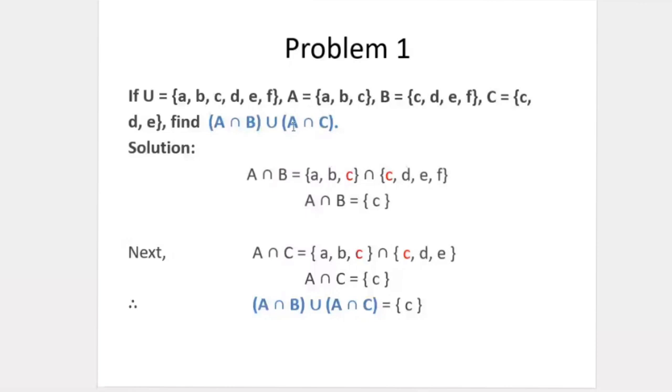Now, the next one is to do A intersection C. So again, what are the matching elements in A and C? As you can see, C is {C, D, E}. So the matching element in A and C is also only C. So we have A intersection B and we have A intersection C. And so combining them means adding up all the elements in these two sets, and of course C is the only thing we have. And so the final answer is just a set containing C.